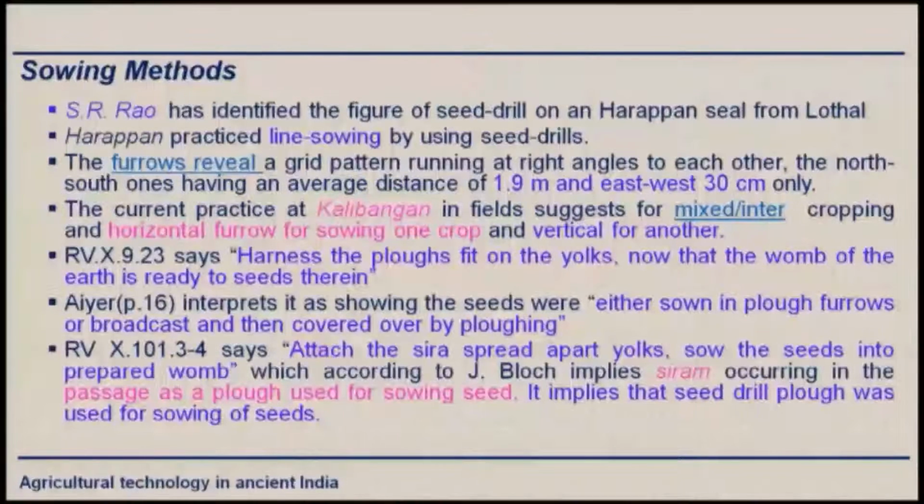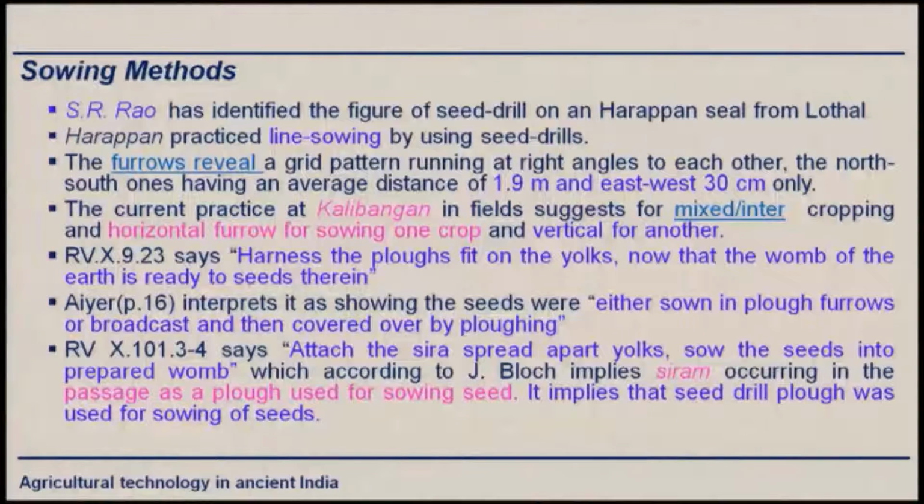And today we will be discussing how to sow the seed, the sowing method, because sowing of the seed is very important for agriculture. If you look at S.R. Rao, one of the researchers, he identified the figure of a seed drill on a Harappan seal from the Lothal region. That means there might be a hole through which the seed was sown to the field, and this Harappan practice is known as the line sowing method. They were using seed drills, so it is a very good thing to have had at the time.